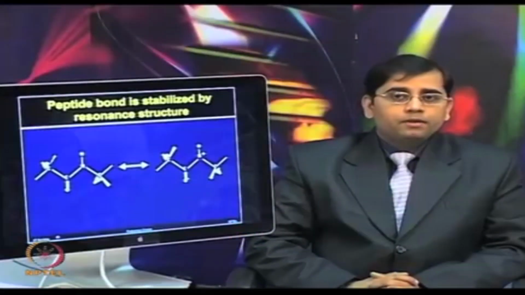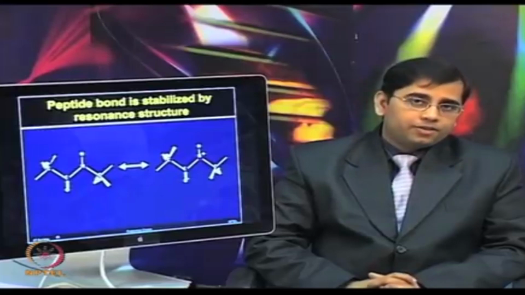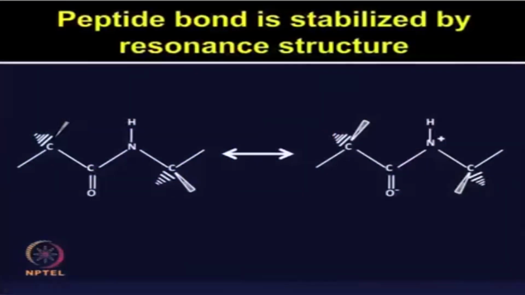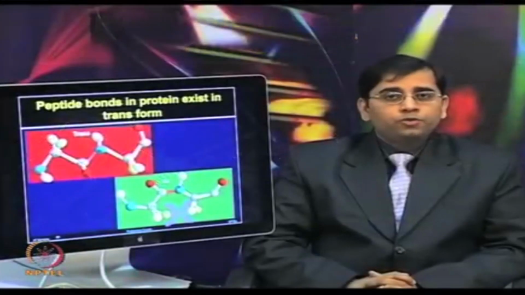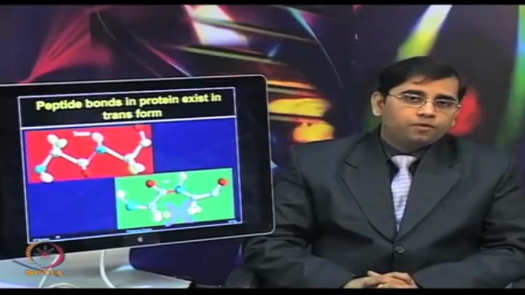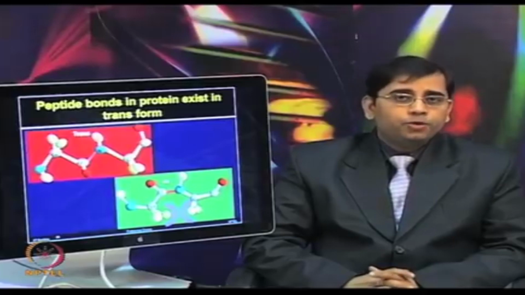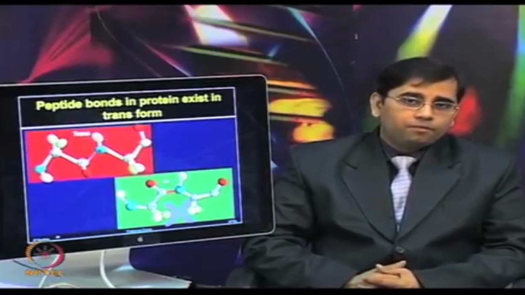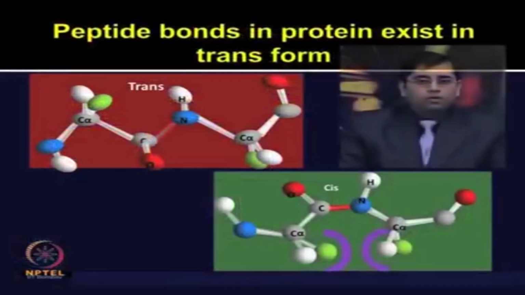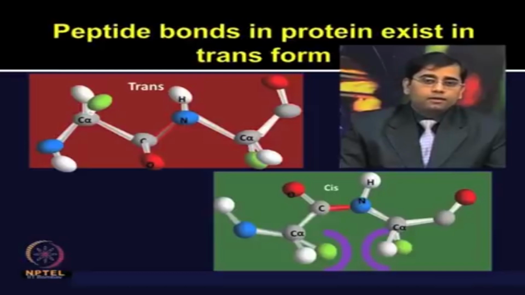Peptide bonds can be stabilized by the resonance structure. The peptide bond is rigid because of its partial double bond character, which arises due to the resonance structures present in the peptide bond. Now, there could be 2 forms, the cis form and the trans form, but peptide bonds in proteins exist in the trans form. If you see the top panel, in the trans configuration, there are two C alpha on opposite sides of the peptide bond.